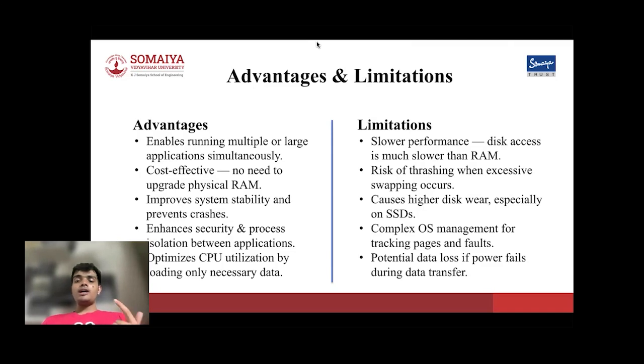RAM is fast, but hard drives are way slower. When your computer needs to grab something from disk instead of RAM, you'll really notice the slowdown. Then there's thrashing. When your computer swaps stuff between RAM and disk so frantically it can barely do actual work, everything becomes super slow. All this swapping wears out a hard drive, and especially SSDs, which have limited write cycles. The operating system has to track everything: what's in RAM, what's on disk, and that takes processing power. And if power fails during a swap, you could lose data.